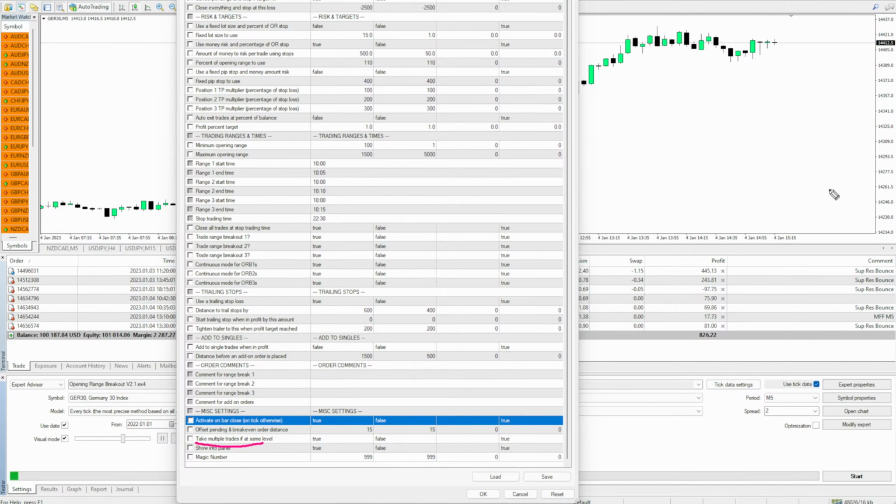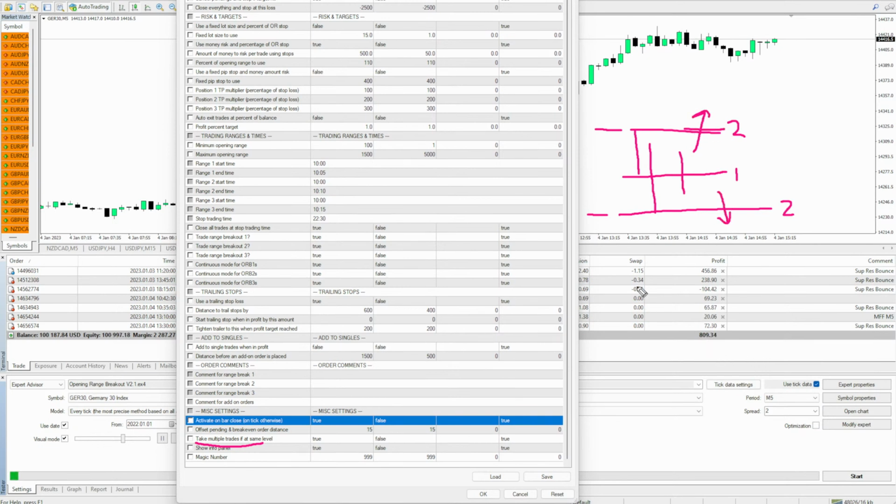Take multiple trades if at the same level. I explained this briefly before. If you have opening range 1 there, and then the second candle is here, so you get opening range 2, and then this third candle is here, so opening range 3 is also at this level. What you have is 2 trades at that level and 1 trade at that level. What this will do is enter 2 positions on a breakout there, because of opening range 1 and opening range 3. Or if you set that to false, it will only place 1 pending order at each level. Again, I'll show you this in operation in a second.